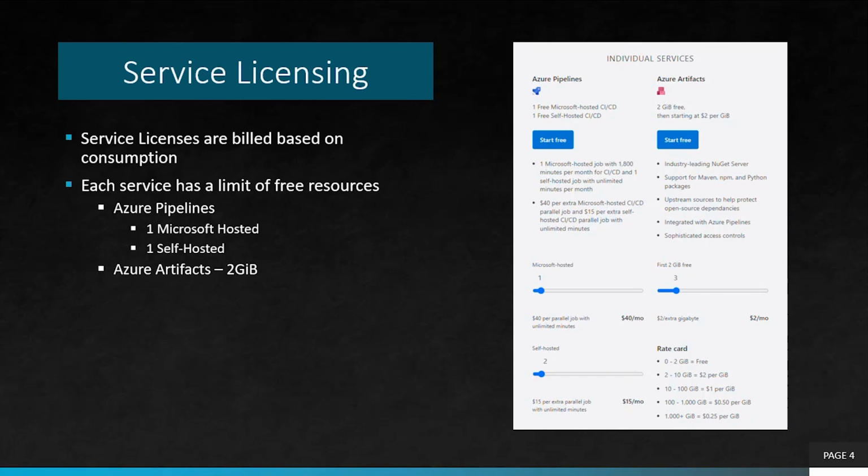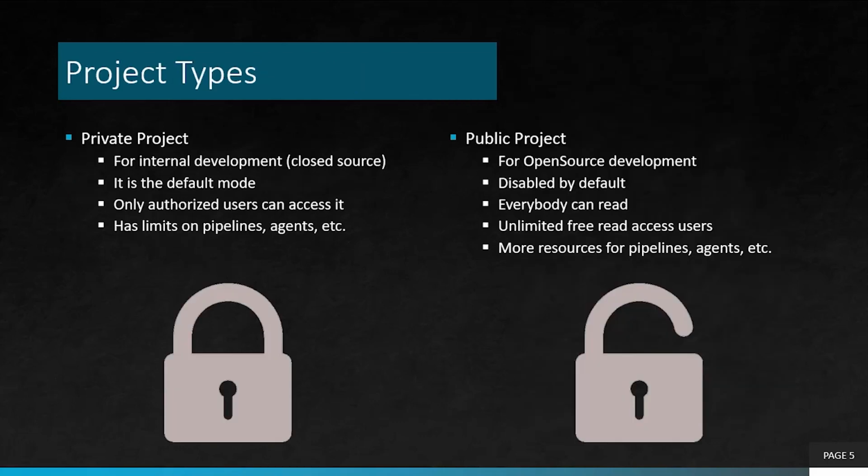So now we can go ahead and talk about the project types. We kind of glanced over this for a little bit, but I want to give more details into that. We have the private project, which is the usual for companies where their code is locked, is closed source, and is a default mode, and only users that are authorized by that organization can access the information in that Azure DevOps subscription. And it has limits on pipelines and agents, etc.